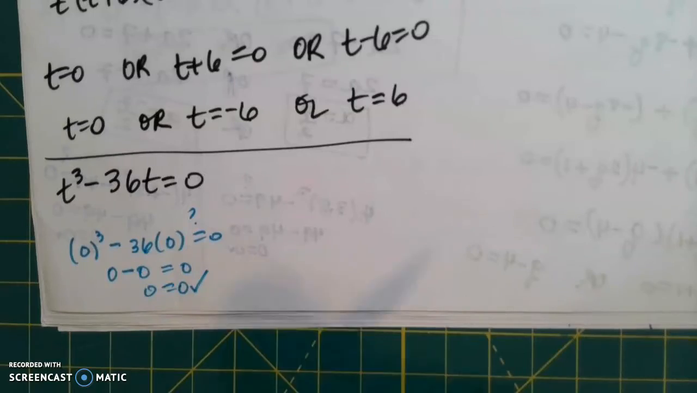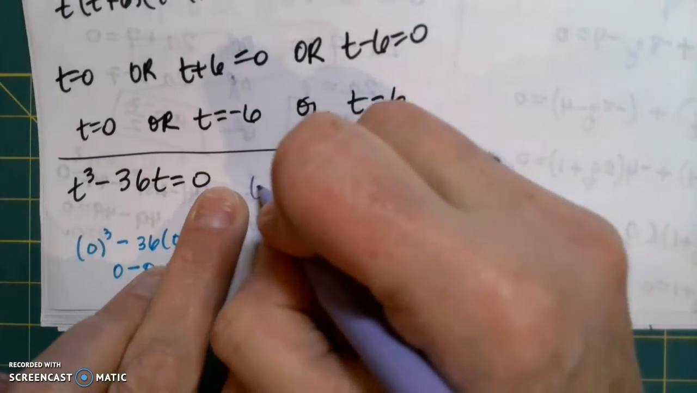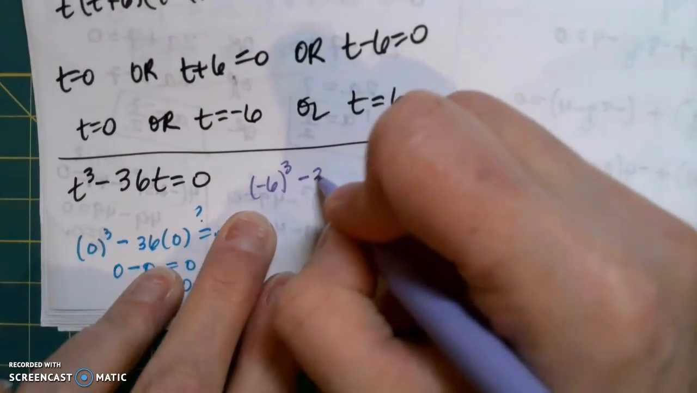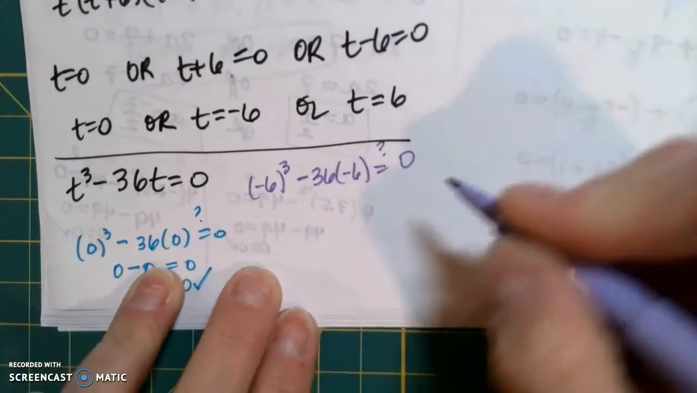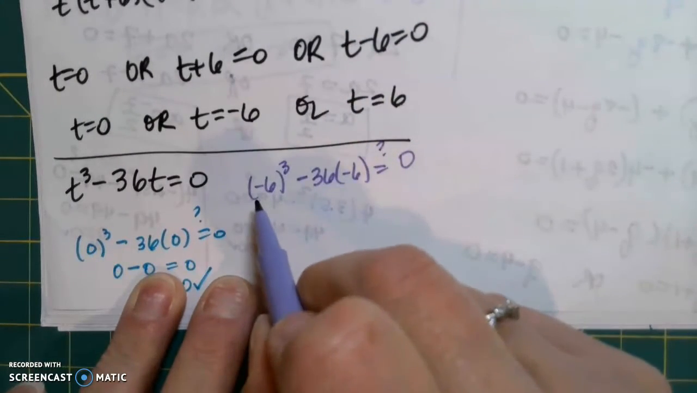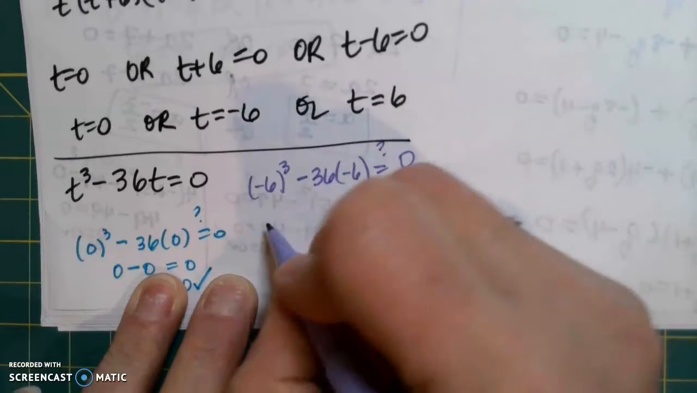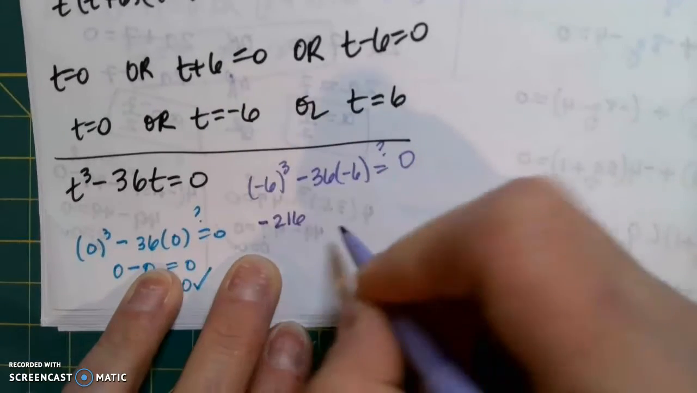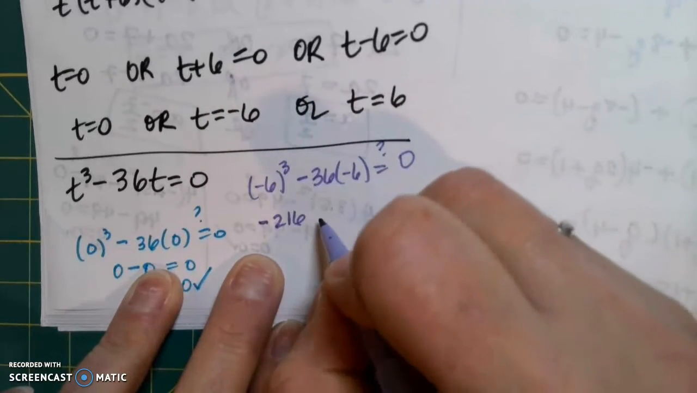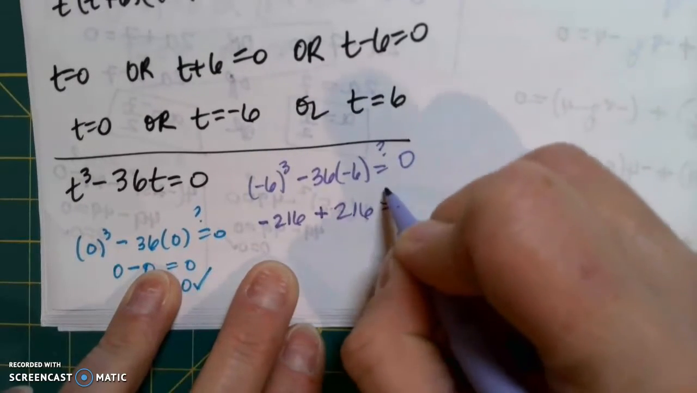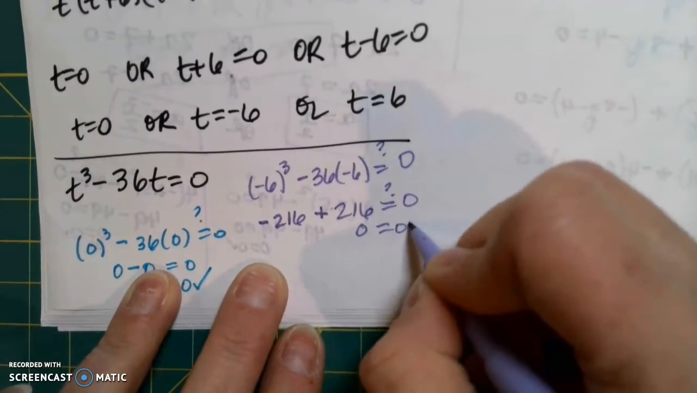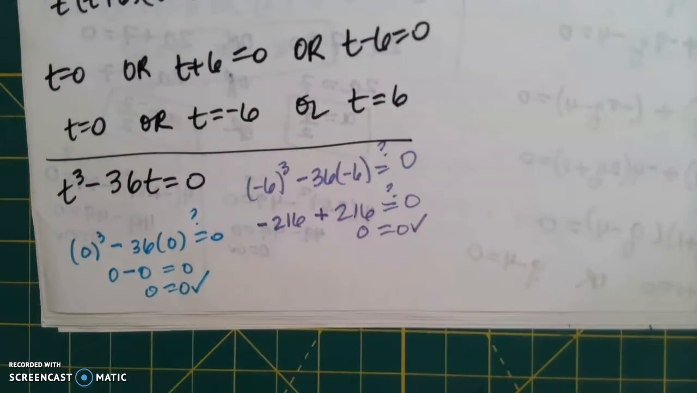Then checking negative 6. So negative 6 cubed minus 36 times negative 6. Will that one equal 0? Remember, because this is a negative with an odd power, this will be negative 216. This here will become plus 216. And you can see that that will then be 0, equaling 0. So we're all set there.